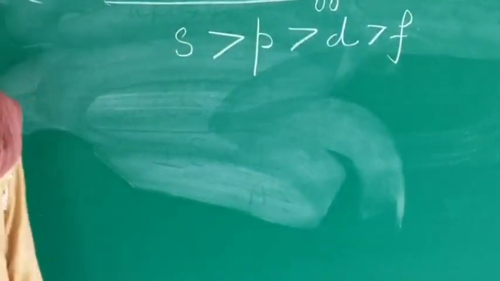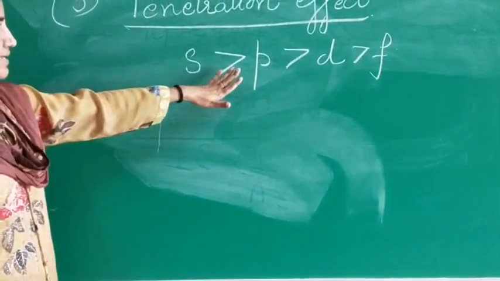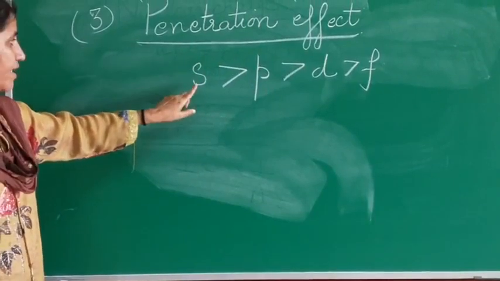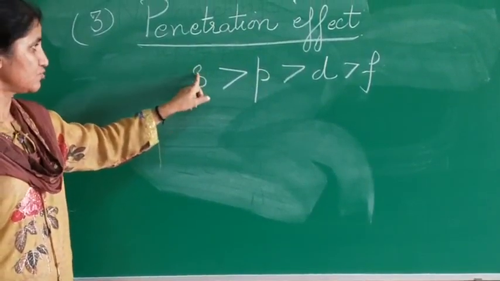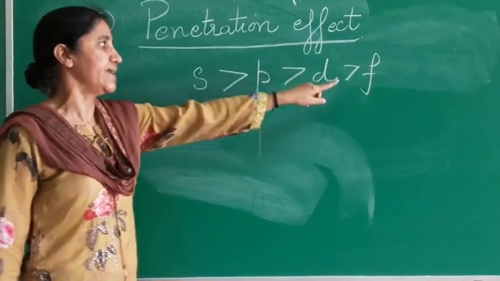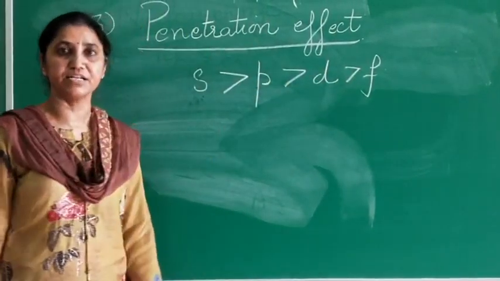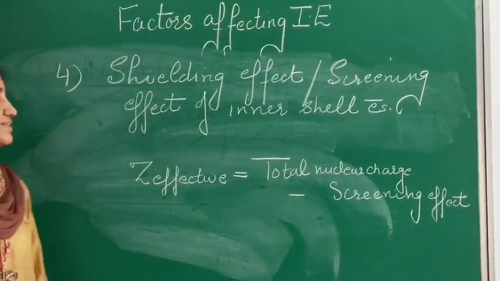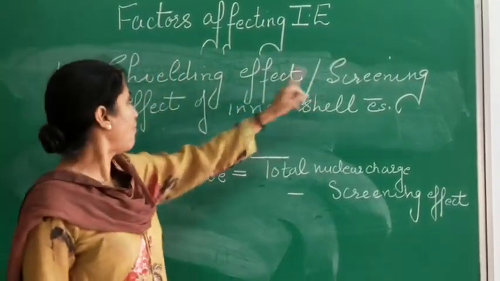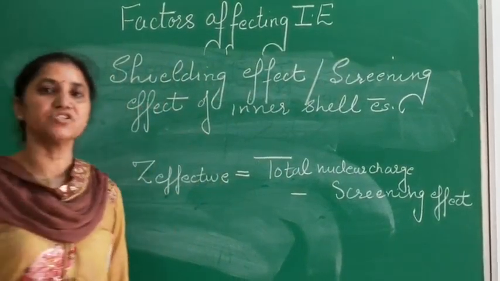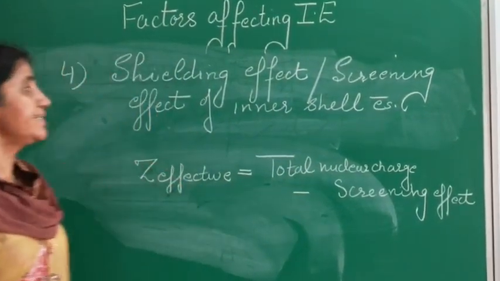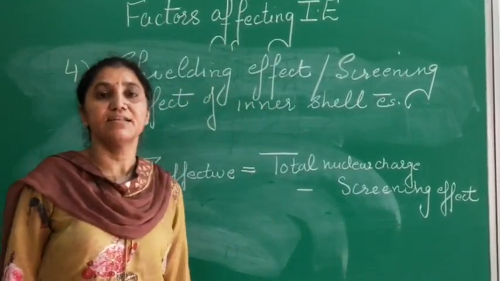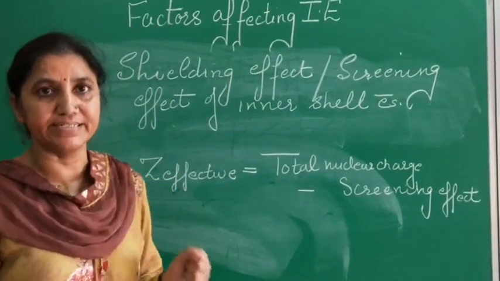So the ionization energy decreases in the same order, meaning more ionization energy is required to remove the s electrons rather than p, then d and f. So this is the penetration effect. The next factor which affects the ionization energy is the shielding effect or screening effect of the inner shell of electrons. With increase in the screening effect of the inner shells, the ionization energy decreases.